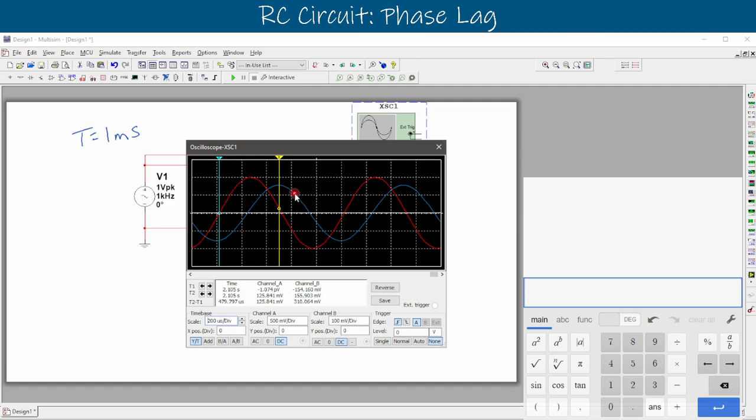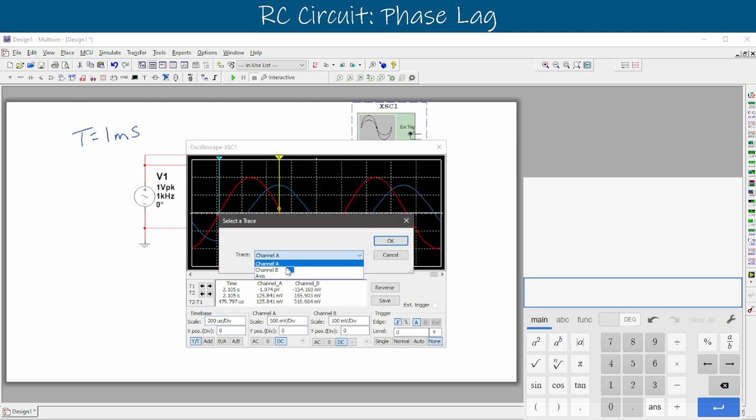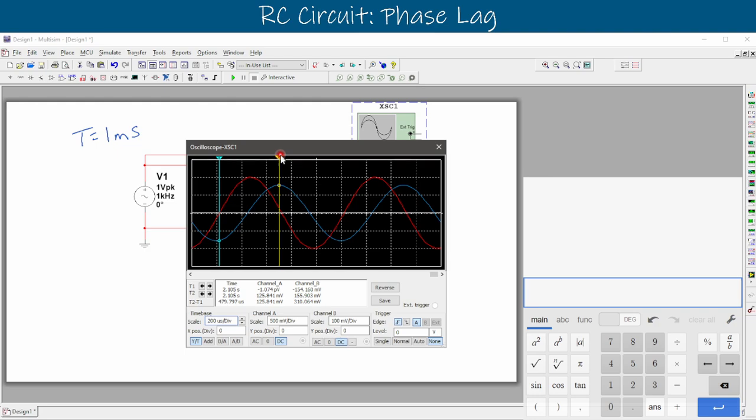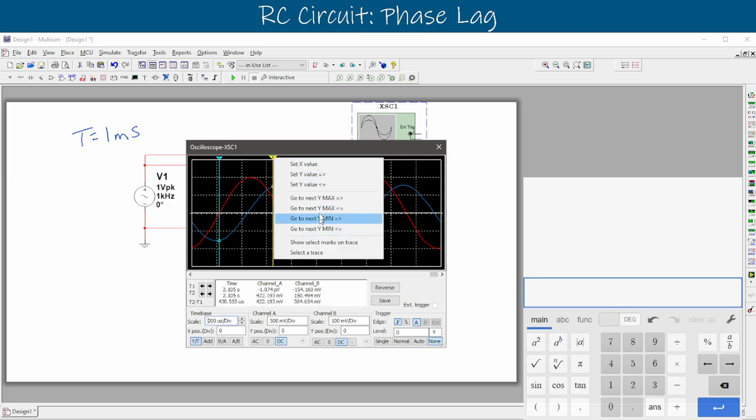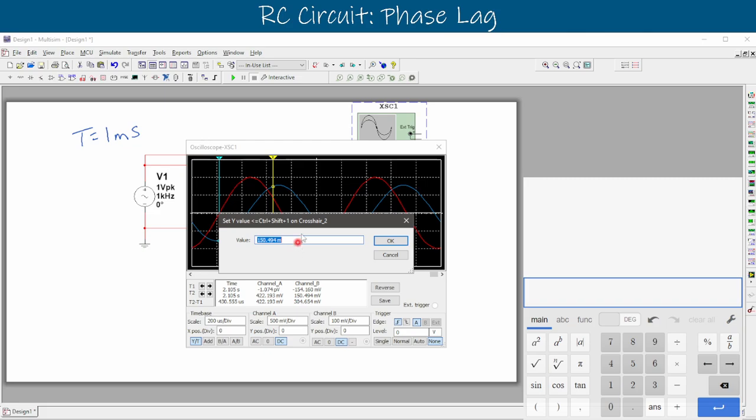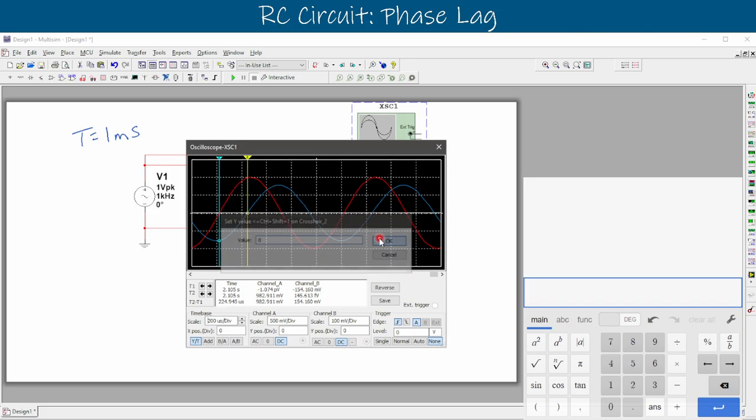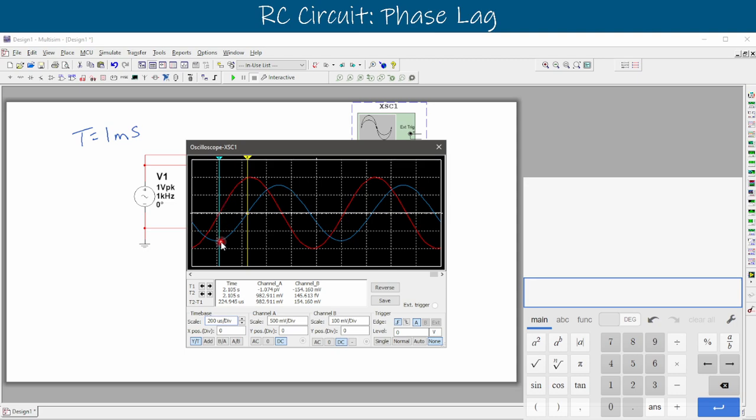We can do that by double-clicking on that blue line, or you can right-click, select trace, and go down to channel B. And we'll OK. Now we see that little ball is up on that blue line, and it's tracing that blue line. So now we can right-click the yellow marker and go backwards to the next Y value of 0. And that will be on that axis line. And we know that the axis line for this red signal is right where this blue line is. And so that's where we want it. Those are the 2 values that we're going to compare.